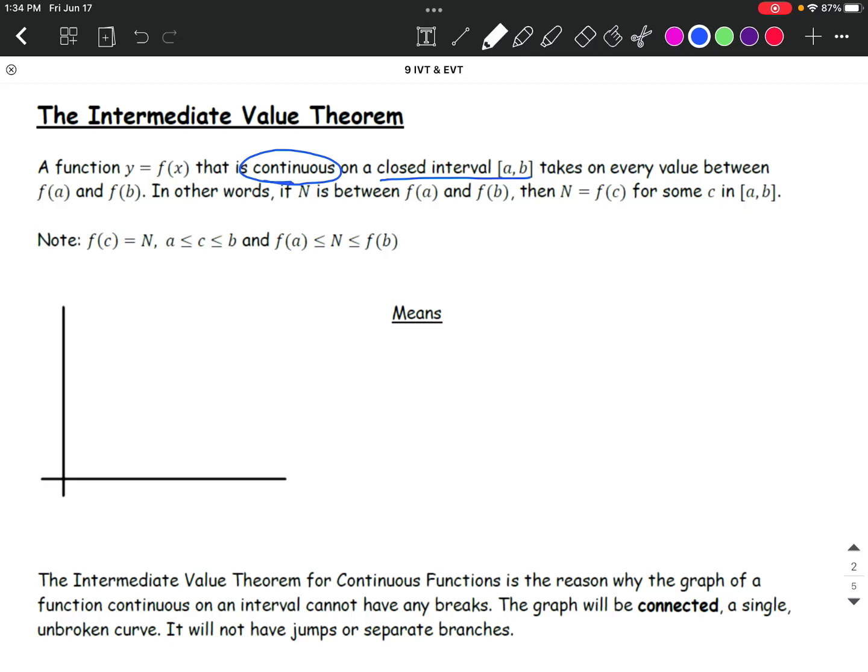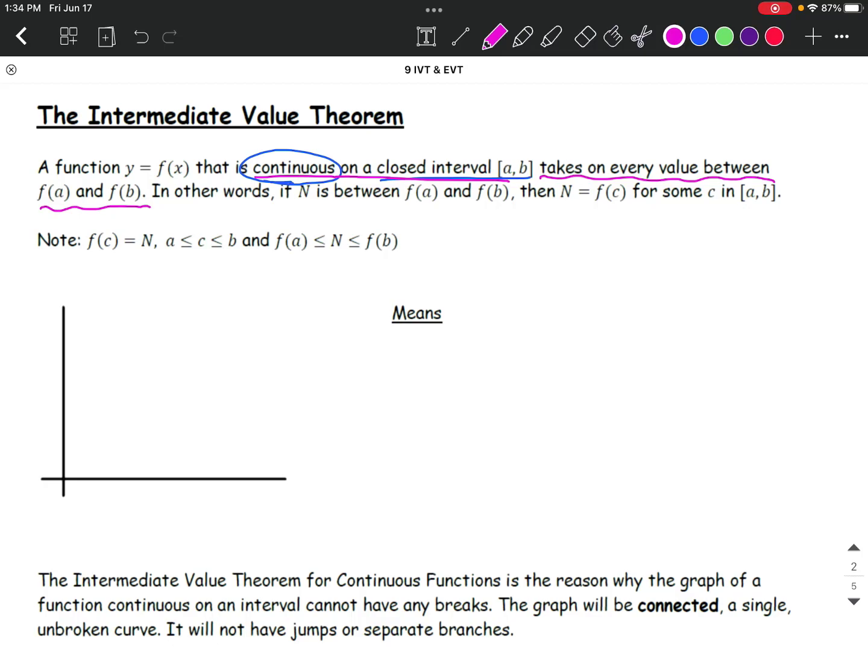Note, f of c is n, and c is trapped between a and b, and n is trapped between f of a and f of b. Oh my goodness, that just got complicated. It was so much easier when it said, and I quote, if f of x is continuous on the closed interval, then it has to take on every value between f of a and f of b.